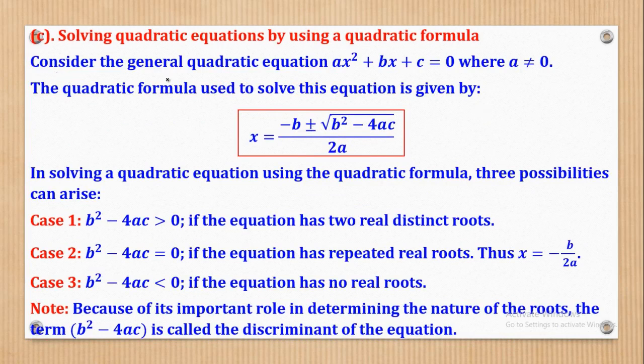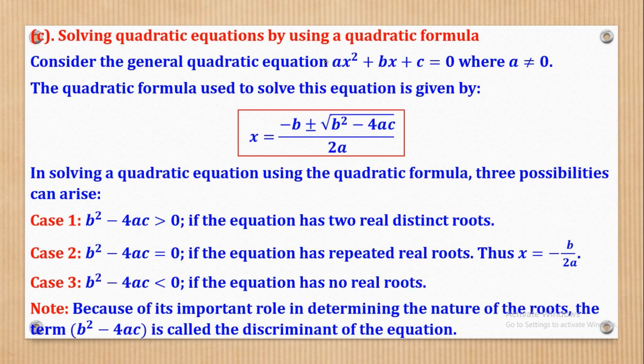So consider the general quadratic equation this, where a is not equal to 0. The quadratic formula used to solve this equation is given by this. So this is what we call the quadratic formula, or other books call it the bulldozer method. So just get this coefficient, negative of that coefficient, put it here, then plus or minus square root of this very coefficient squared minus 4 times this times that. Everything must be divided by 2a, where a is the coefficient of x squared.